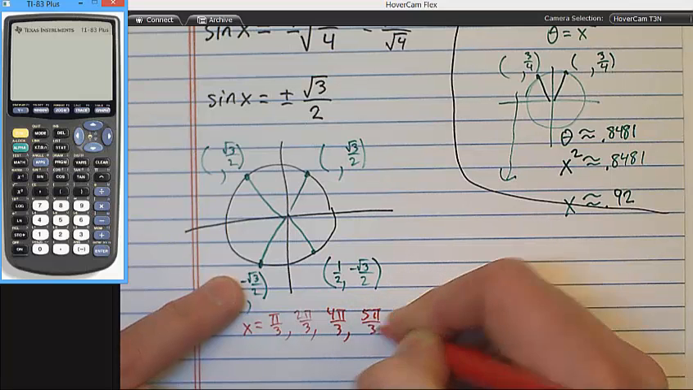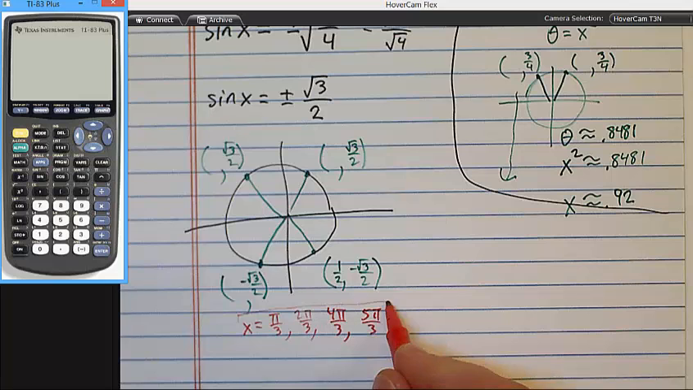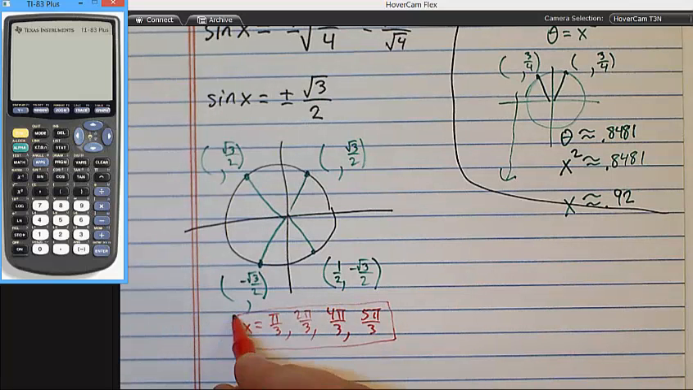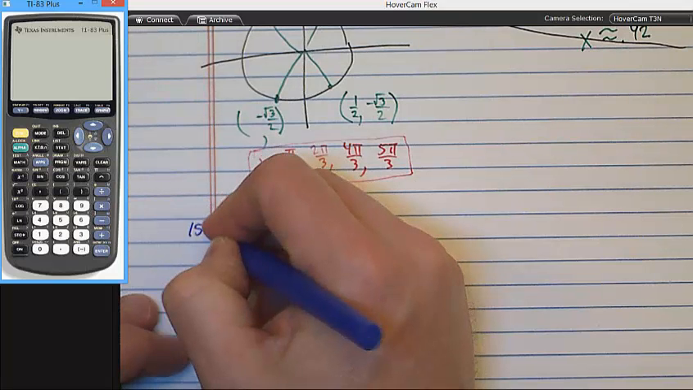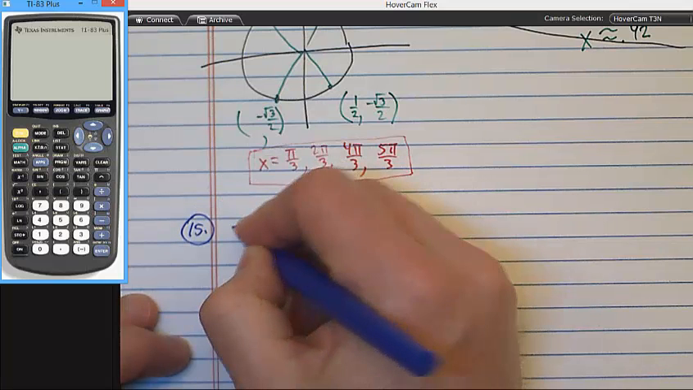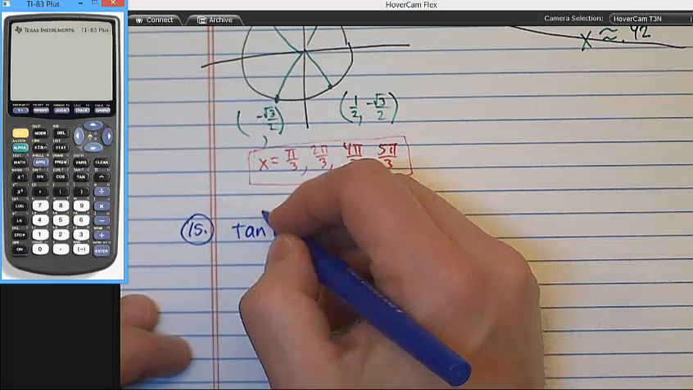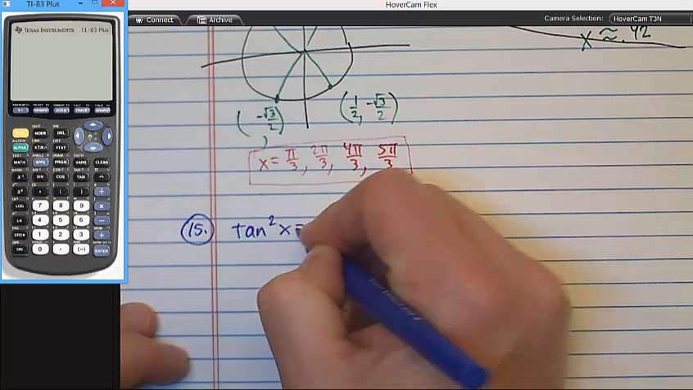And now if he said list all possible solutions, yeah, you'd have to add 2 pi k to any of those. Okay. But those are the solutions between 0 and 2 pi. Okay? So that's kind of nice. I want to point out number 15. Not sure if I want to solve the whole thing. It says tangent squared of x equals 3.